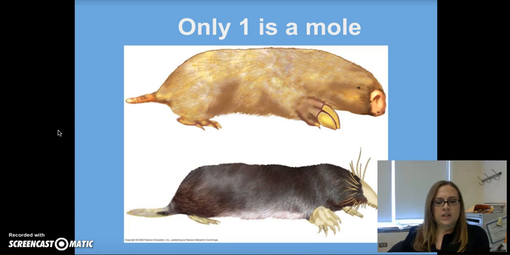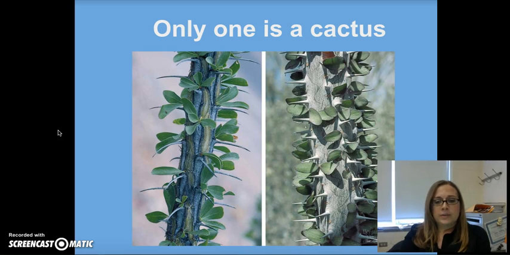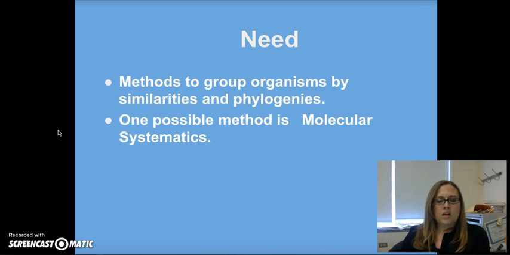Here we have another example where only one of the individuals you're looking at here is a mole. Here you've got plants, and only one of these is a cactus, even though they look very similar. So we need methods to group organisms by similarities and phylogeny.